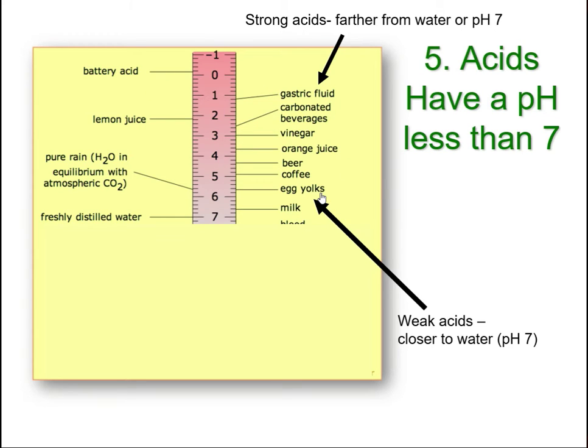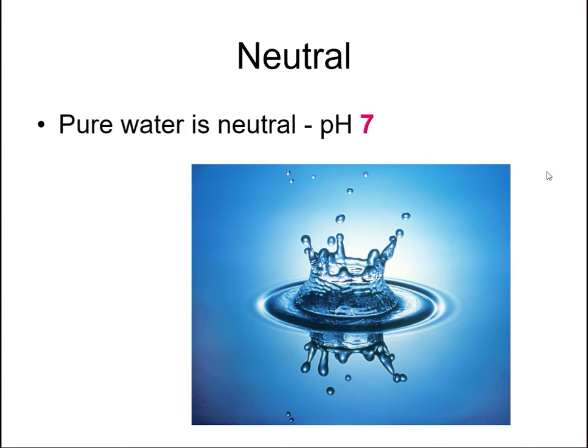Low numbers are acids. Neutral, pure water, has a pH of 7. If it has an equal number of acid particles and base particles, it's going to have a neutral, middle-of-the-road value, a pH of 7.